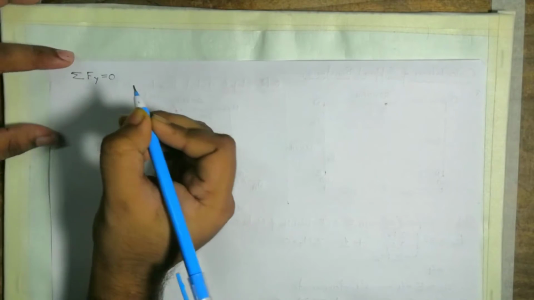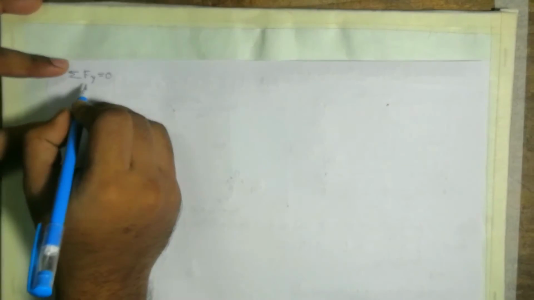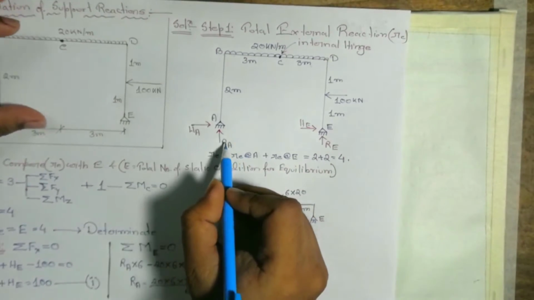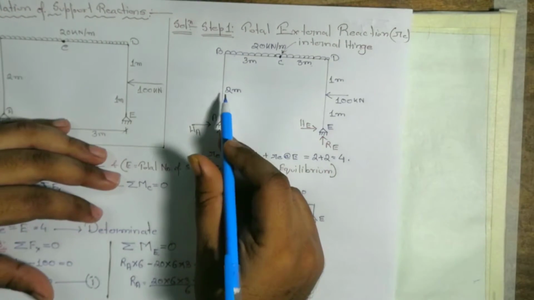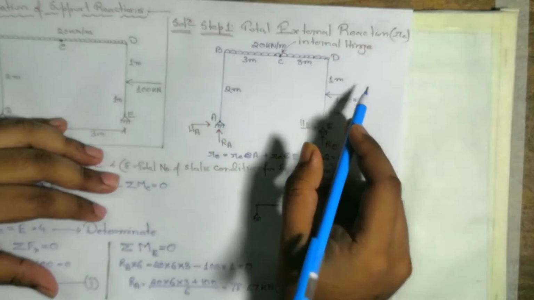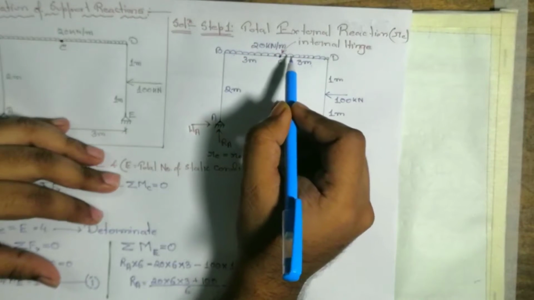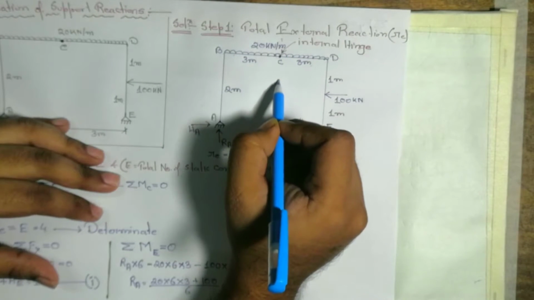We are going to consider summation of Fy is equal to 0. So we are going to take summation of all the forces acting along the y direction to be 0. Now what are the forces? RA is acting along the positive y-axis, RE is acting along the positive y-axis, and this particular uniformly distributed load is acting downward.